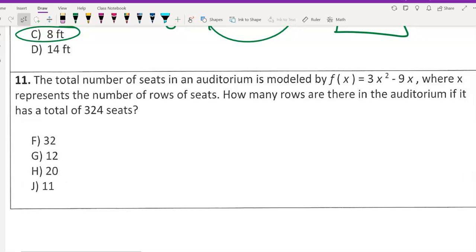All right, last one. Again, here's a function. What do you think we're going to do? Stick it in the calculator and look at the x-intercepts. But the question here says, how many rows are there in the auditorium if it has a total of 324 seats? So the total number of seats is modeled by this, where x represents the number of rows of seats.